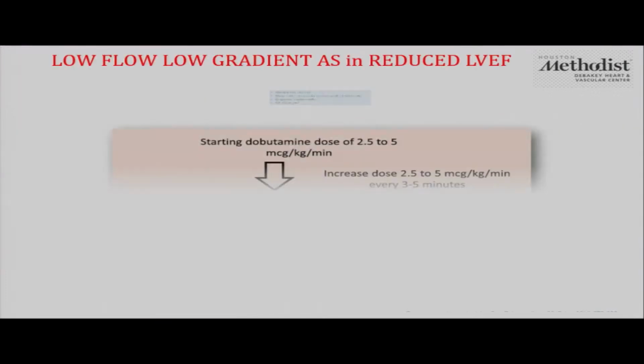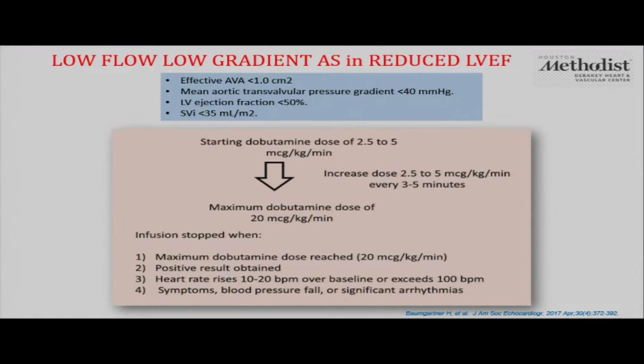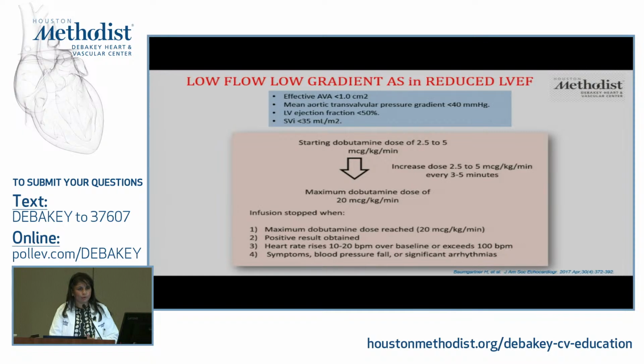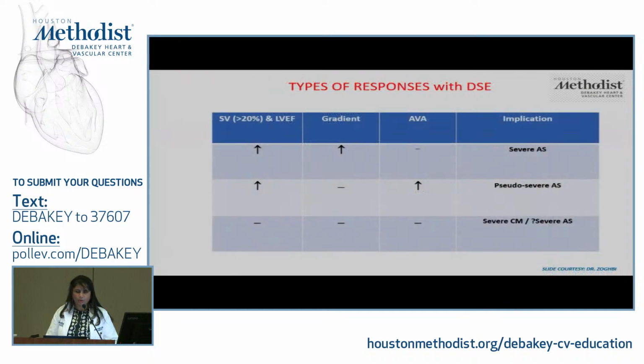So now, once we've established low flow, low gradient severe AS, which is AVA of less than 1, a mean gradient of less than 40, and stroke volume index of less than 35, but now the EF is less than 50, right? What's the first step? It's basically going for dobutamine stress echo. In this one, we start with 2.5 to 5, with an incremental increase every 3 to 5 minutes to a max dose of 20.